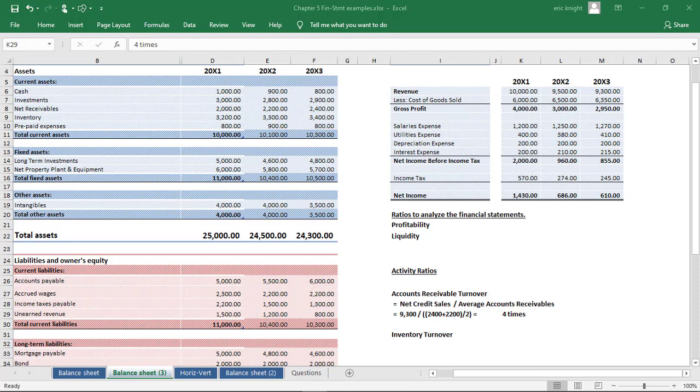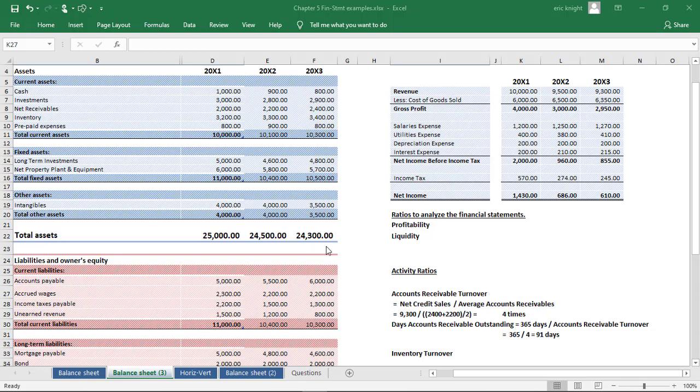Now, a lot of times people want to see that in a number of days. It's easier to think of management getting their receivables in number of days versus number of times. For example, if we turn this to the days accounts receivable outstanding ratio, we see that it takes about 91 days for managers to collect on their receivables.